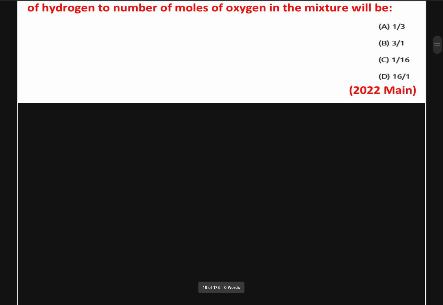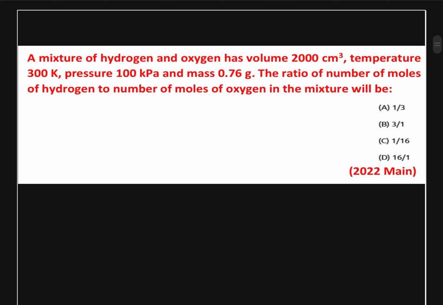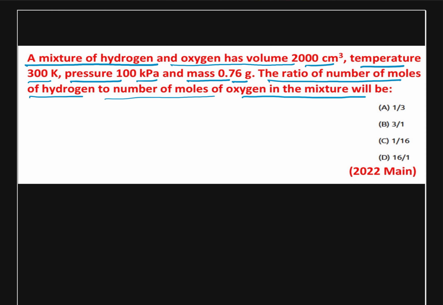Next question. It states that a mixture of hydrogen and oxygen has a volume of 2000 centimeter cube, temperature 300 Kelvin, pressure 100 kilopascal, and mass 0.76 gram. The ratio of the number of moles of hydrogen to the number of moles of oxygen in the mixture will be.